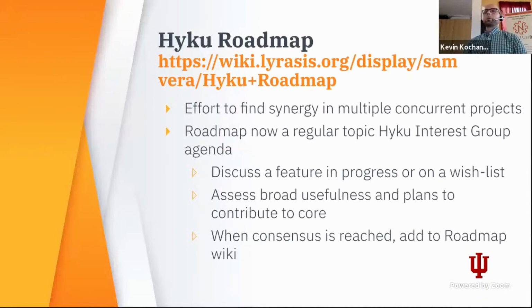We've made this a regular agenda topic for the Haiku interest group meetings. So we tend to discuss one or two features a month that are either in progress and need to get formalized on the roadmap, or something that's a wish list item that we feel like we should prioritize. We discuss and assess the broad usefulness of these plans to contribute to the code, or whether something might be too esoteric for core code. And when we reach a consensus there, we add that to the roadmap that's available on the wiki site.